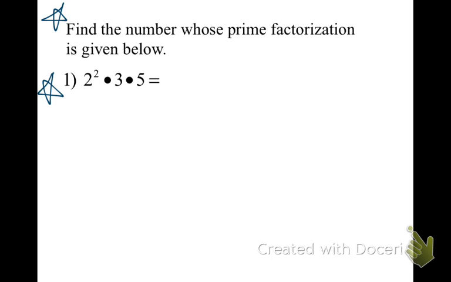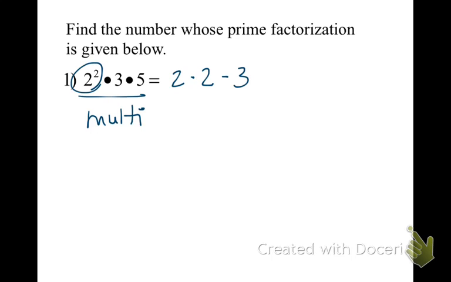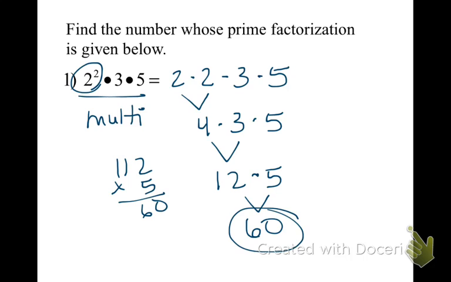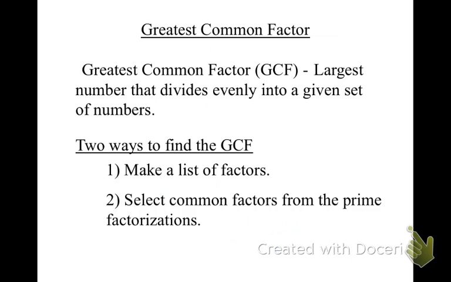Looking at example number 1, they want us to actually multiply this out. So let's first expand my exponent. That ends up being 2 times 2, then times 3 times 5. 2 times 2 is 4, times 3 is 12, times 5 gives me 60. So 60 is my answer. If they ever ask you to find the number of that prime factorization, all we're doing is multiplying. Just multiply it out.